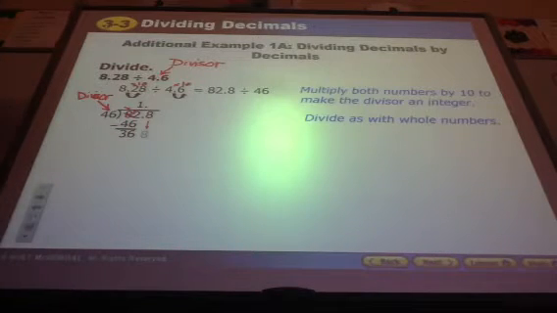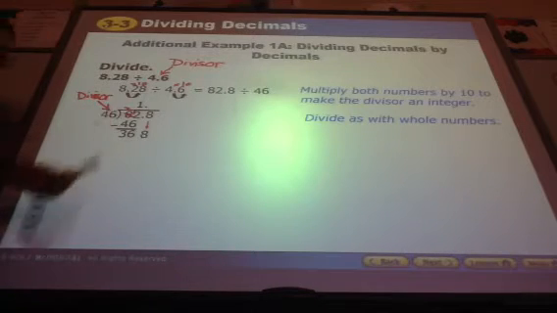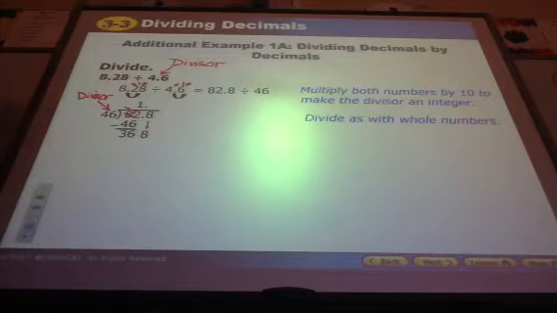Then I have to bring down the 8. Now, you guys are going to have to fill in, because I left some blanks on your notes, so you fill in so I can see that you're following along on the video.